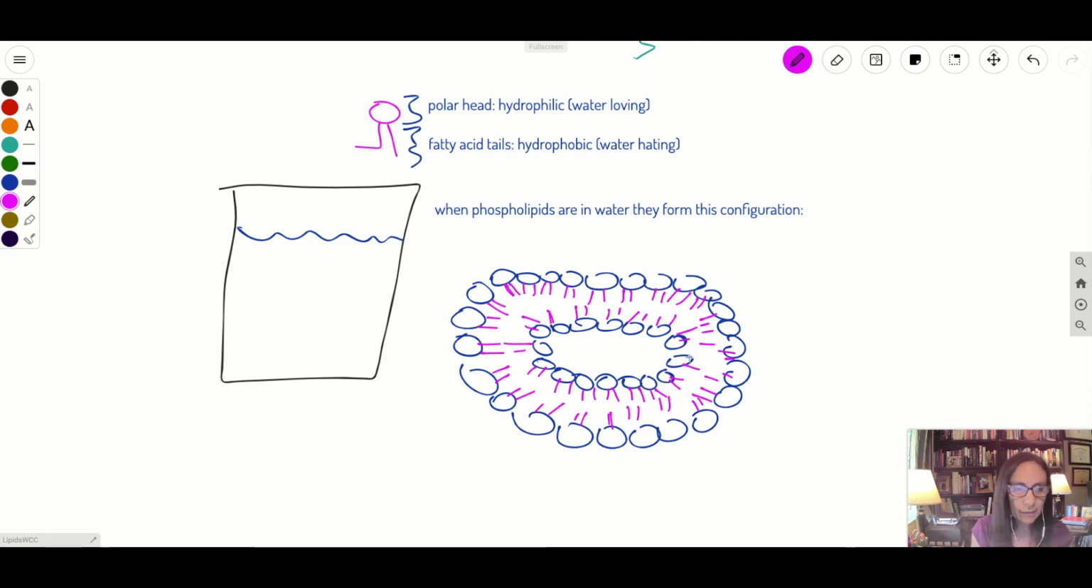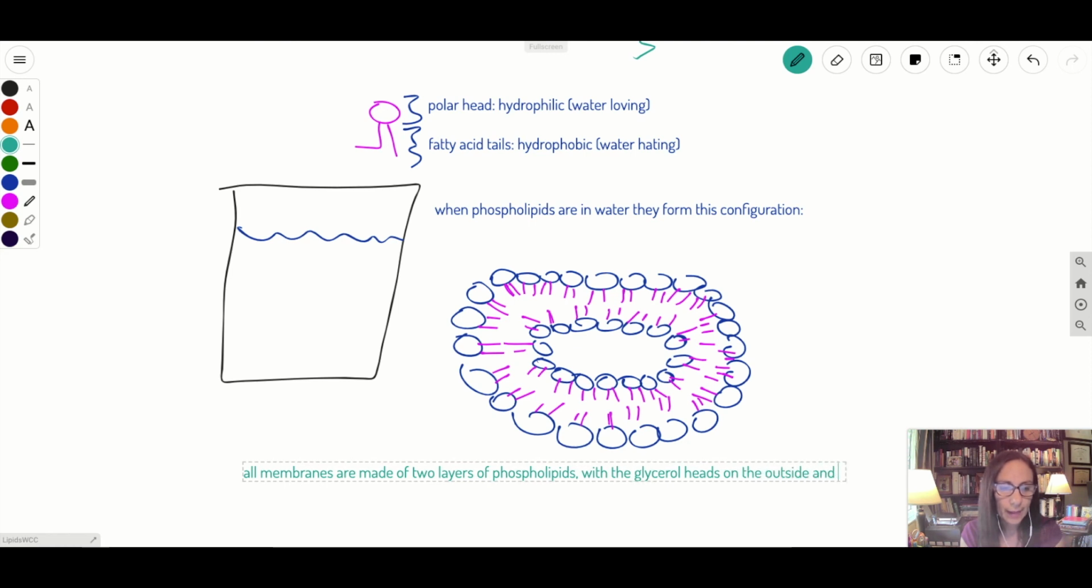And some cells have structures on the inside of them. And those structures on the inside are called organelles. And those organelles also have a membrane. And membranes always look like this. Okay, so this could be a membrane of a cell. And so we're going to write this down. But all membranes, let's change colors here. All membranes are made of 2 layers of phospholipids with the glycerol heads on the outside and the inside. And the fatty acid tails facing each other, okay, where there is no water.